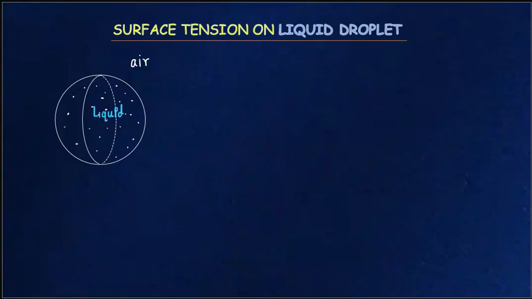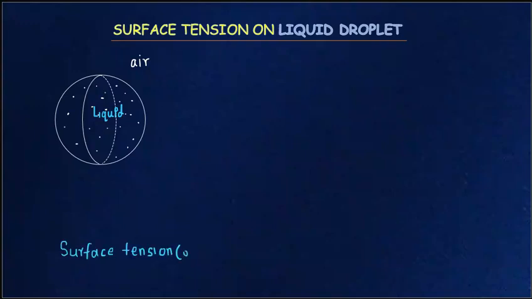Now the surface of this liquid, or we can say the interface between liquid and air, will be under tension, because due to the property of surface tension, the surface tries to minimize its area. So in order to minimize the area, this surface always will be under tension. So we need to find out how much tension is acting on it.